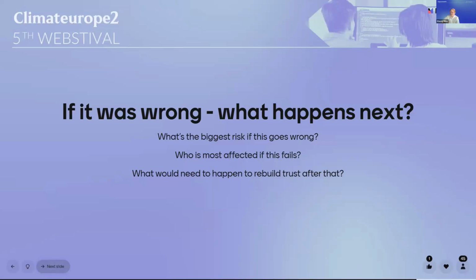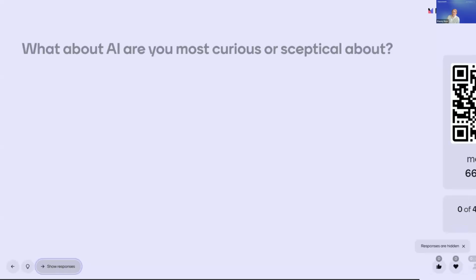But as I said, you could equally flip that. If something goes right and that farmer makes a decision based on that forecast and it's the right decision, what happens then? Do they still use that forecast? Are they using that forecast for different crops and things like that? So that's just something to bear in mind.